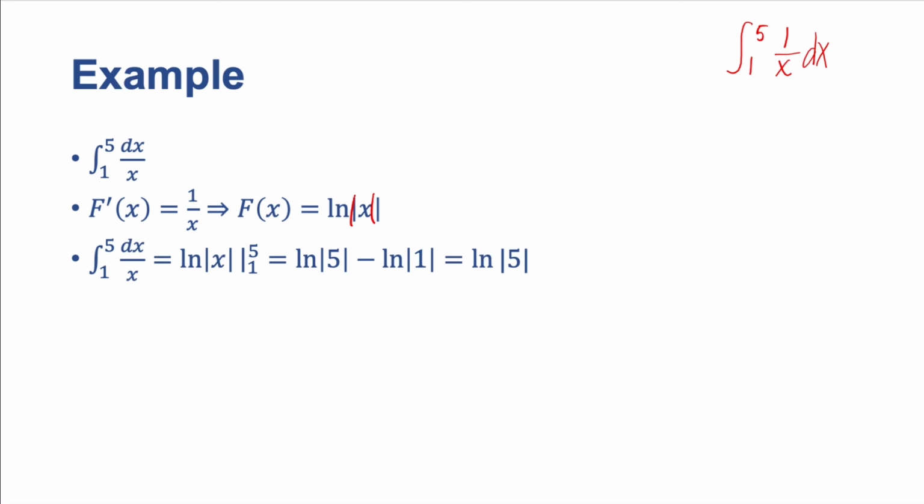So now we need to take the integral from 1 to 5 of dx over x. That is just going to become the natural logarithm of the absolute value of x, evaluated between 1 and 5. So this is going to be ln 5 minus ln 1. ln 1 is 0, so that just becomes ln 5.